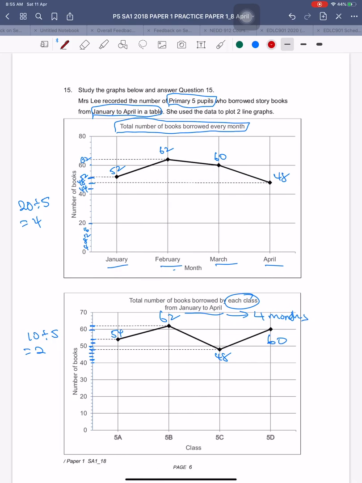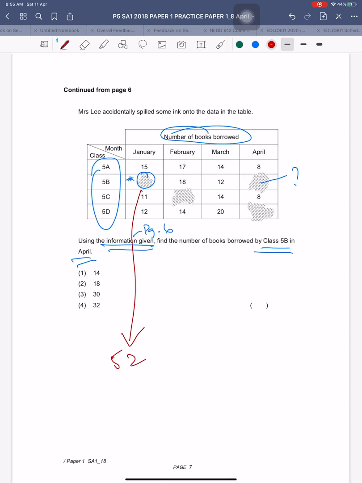How do I get 52? It's over here. So that is the total number of books borrowed by all the pupils from all the 4 classes, 52. This 52 includes this, and this. So if you get 52 minus 15 minus 11 minus 12, I could do a bit of shortcut here. So the answer is 14. So this part will be 14.